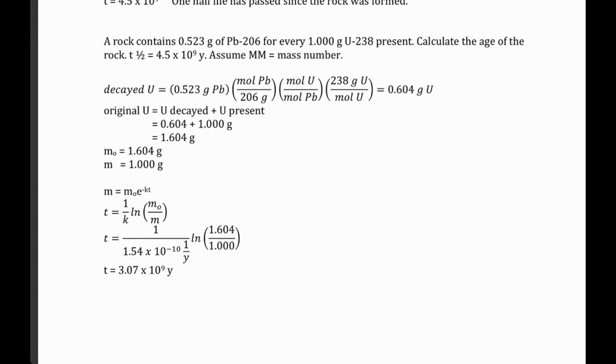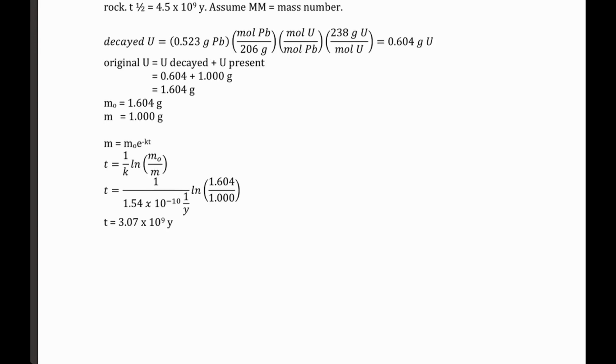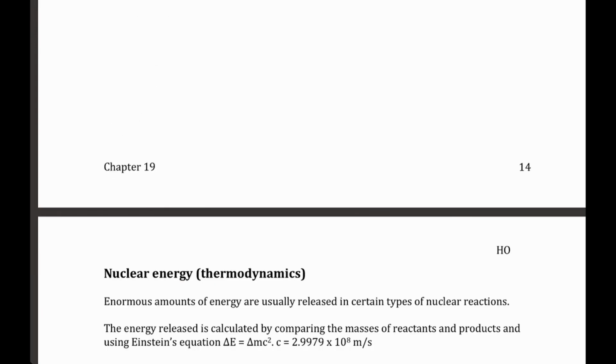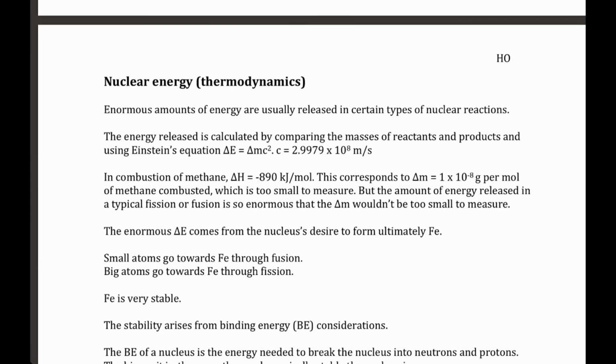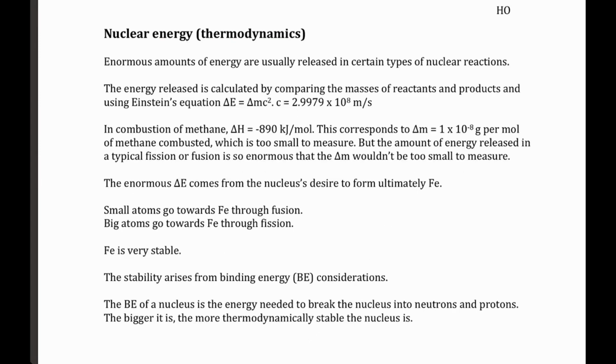Alrighty, so these calculations we've done, the rock dating, the carbon dating, those are in the realm of kinetics, of disintegration, activity, rates of reaction. In our next section, we're getting into nuclear energy, the thermodynamics part. Enormous amounts of energy are usually released in certain types of nuclear reactions: fission type reactions, fusion type reactions.